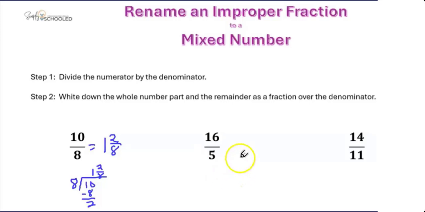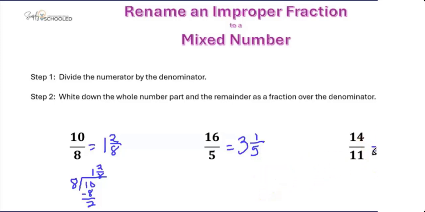Now you can also practice doing this in your head. Let's do that with this one. How many 5s go into 16? Well, I know that 5 times 3 is 15, so I'm going to put 3 as my whole number. 3 times 5 is 15, and one more would make 16, so I'm going to have 1/5 left over.